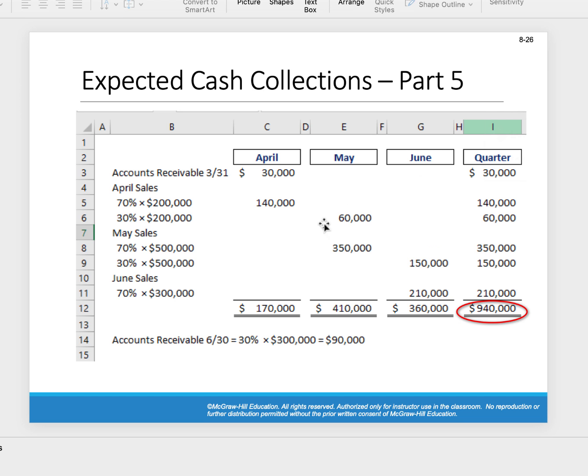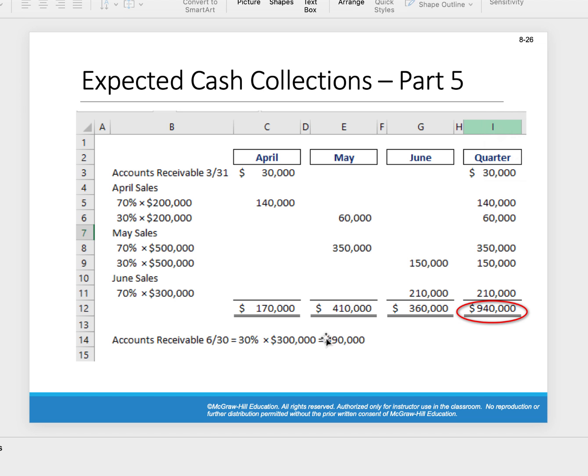So we have June sales, which is $300,000. We know that 70% of that is collected in June. 30% of that is going to be collected in July, the following quarter. So we now have an accounts receivable. We have 30% of June sales that will be collected in July.